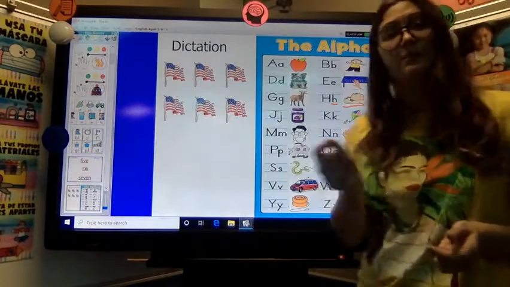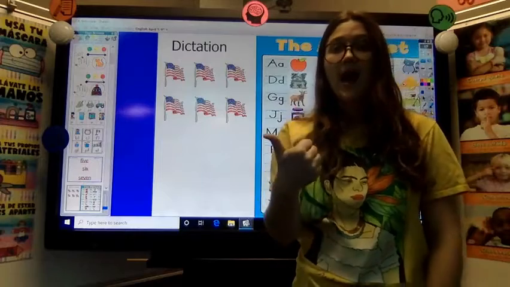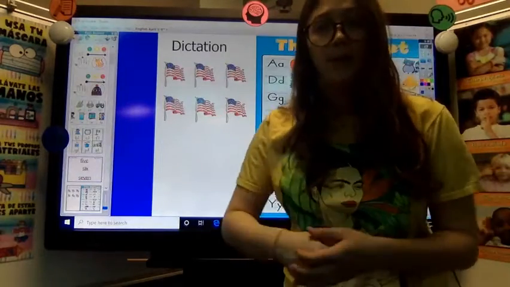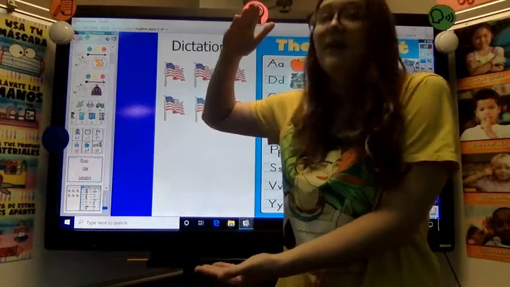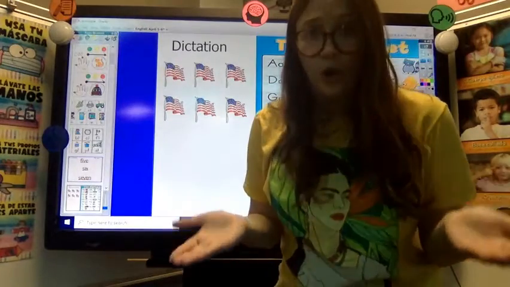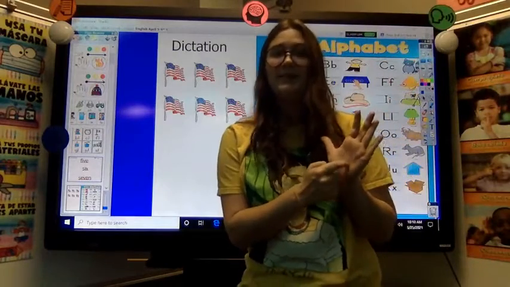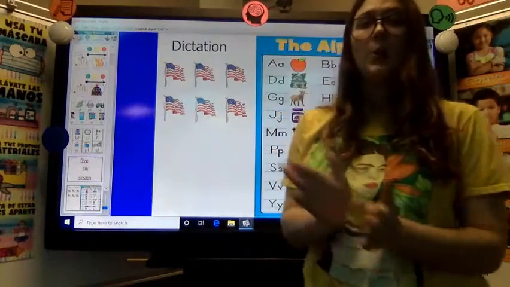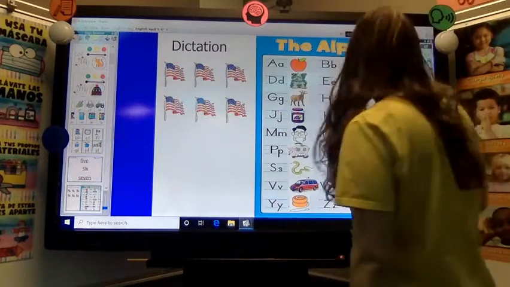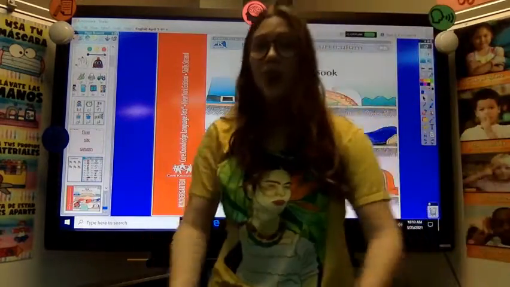So we're going to be using some blends, some of our sight words to write a sentence. I see 6 flags, right? And remember, a sentence has a capital letter. What else does a sentence have? Words and spaces. And what else does a sentence have at the end? A period, right? So use all of those things while you're writing your sentence. All right, awesome job today, my friends.